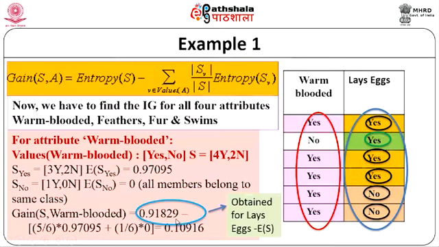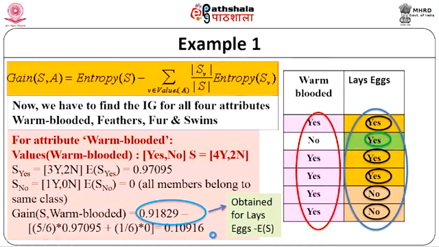Information gain is the entropy of the whole set that you are using for division minus 5 by 6 of 0.9705, which you have calculated here, plus 1 by 6 of 0. So, you get the value as this. This is the information gain if you take the original set of 6 records and split it, with the first attribute you use for splitting being warm blooded. So, this is one value. Now, you have to do this for each of the 4 attributes: warm blooded, feathers, fur and swims.